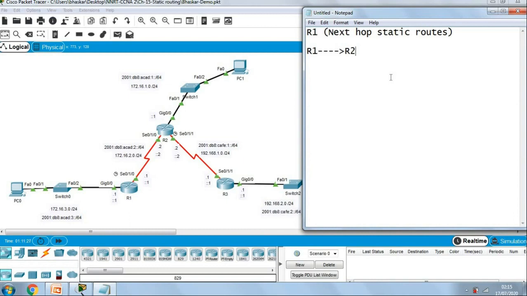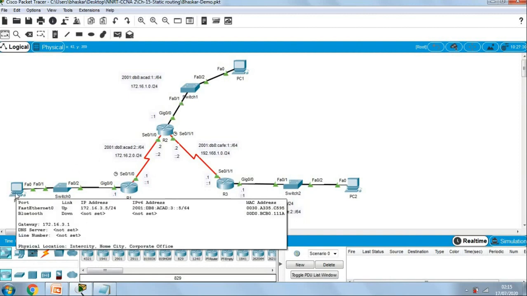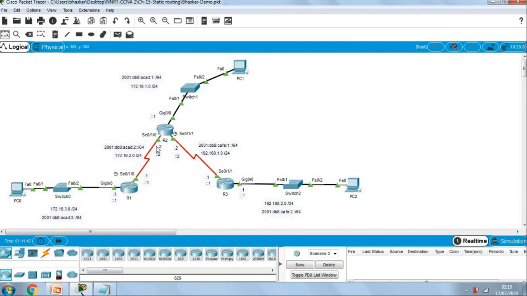So configure the next hop static route to reach from R1 LAN to R2 LAN. Okay, that is the question, something like this one. Now, what is the path? The path is like this one. From R1, the data is going like this here, right? So I am here at PC0, and I want to reach the R2 LAN, meaning PC number 1.